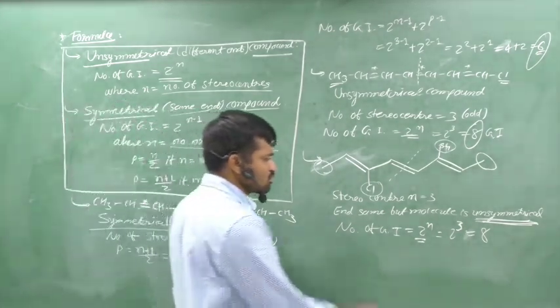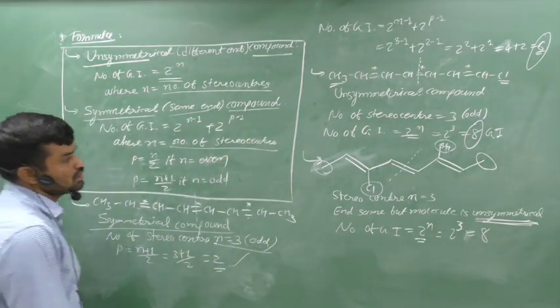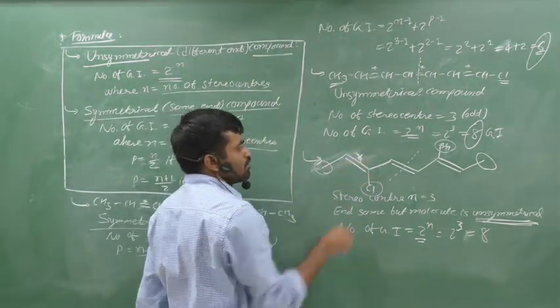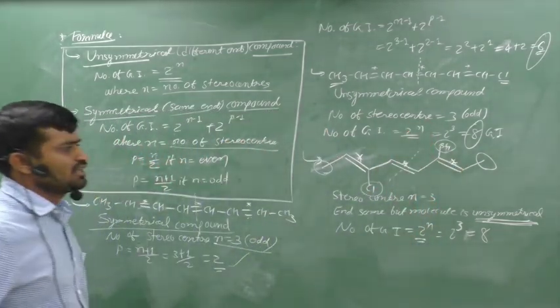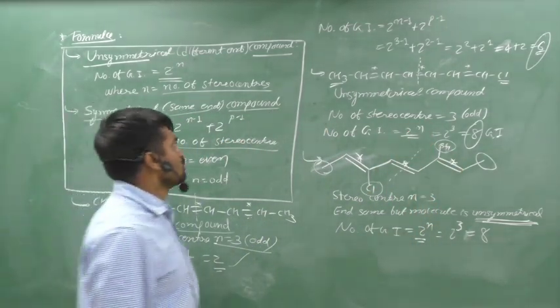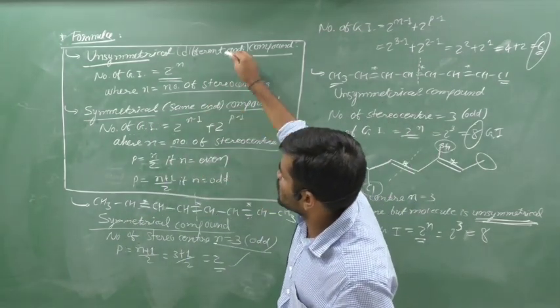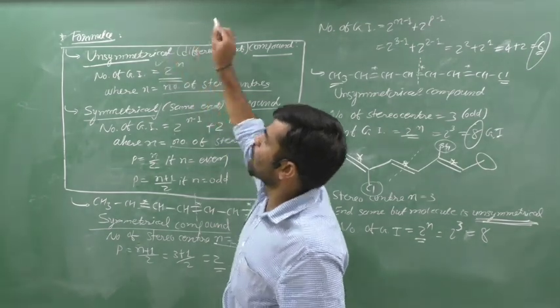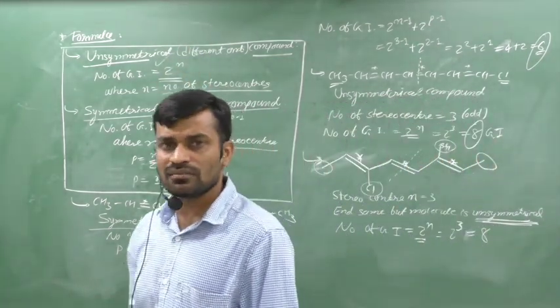Same end, but different parts in the compound, or the compound is unsymmetrical. Therefore, the formula is 2 raised to n, 2 raised to 3, therefore 8, because the number of stereo centers is equal to 3. One stereo center is that, second one is that, and third one is that. You can check it very easily. Clear? So we can say that we cannot take the GI on the basis of different and same ends. We can think with the help of symmetrical and unsymmetrical compounds. We can take some more examples.